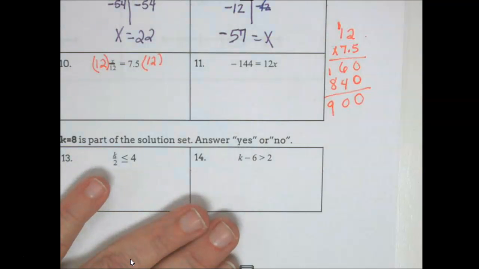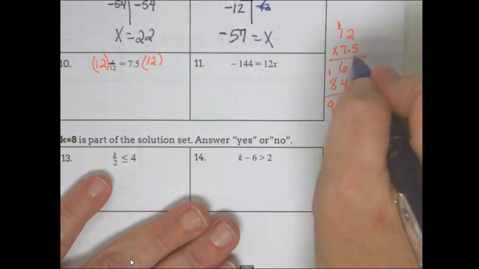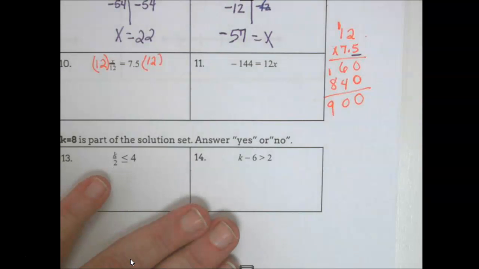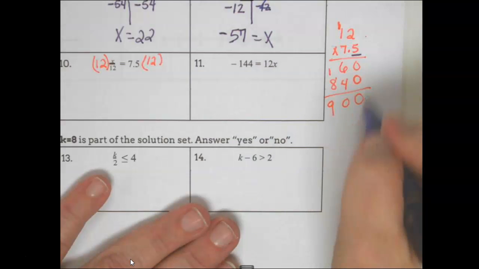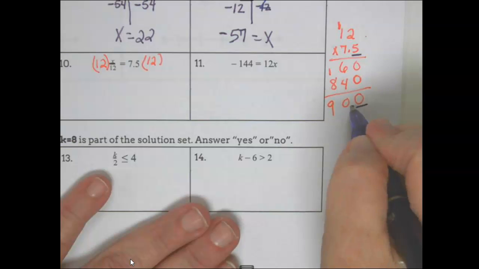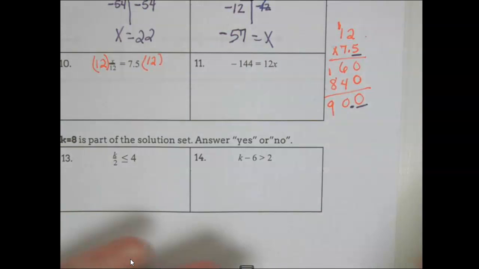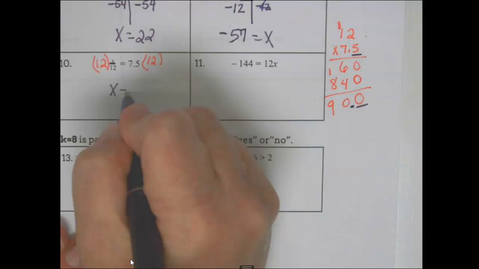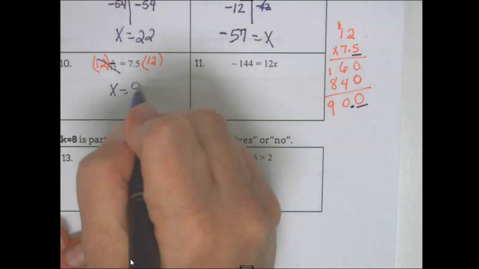But here, it's not 900. You have to be careful. How many numbers are after the decimal? Just one number. So I have one number after my decimal here. Making this x equals 90.